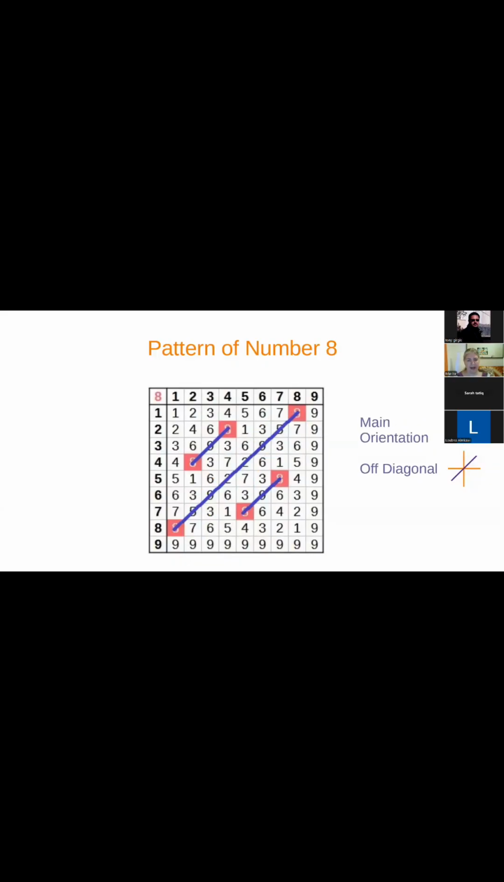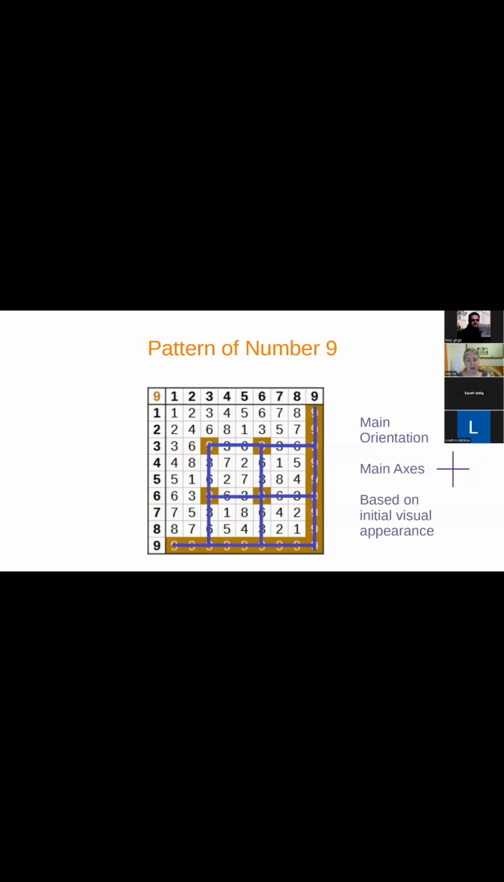Pattern number 9, the data points are 21. And the main orientation is along the main axis, based on the initial longest line. We see that there's also an orientation towards the off diagonal, based on the longest line. So we have 2 different types of perceiving number 9 in this respect.